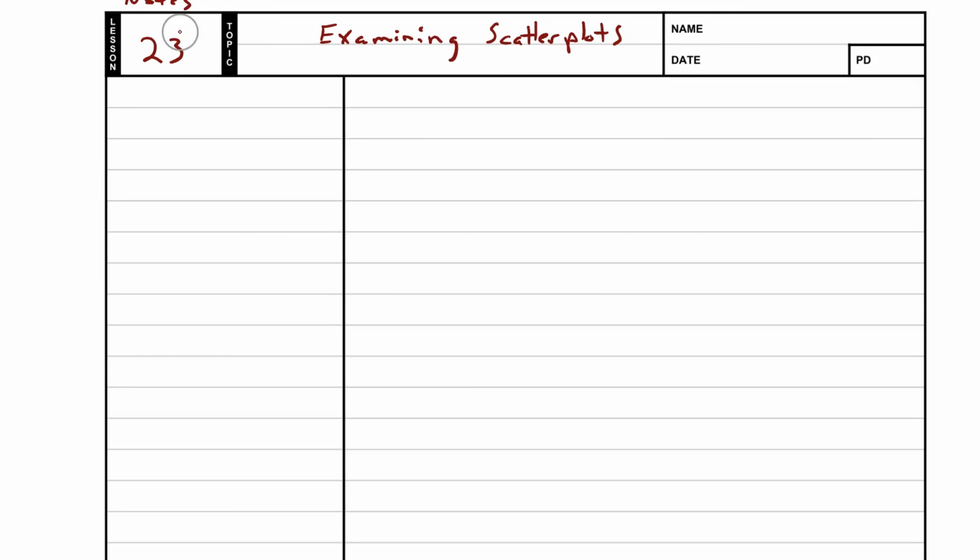In this video, we'll be looking at the teacher notes for Lesson 23, Examining Scatter Plots. In our student notes, we introduced the acronym DOFS, D-O-F-S. D was for direction, O was for outlier, F is for form, and S is for strength.